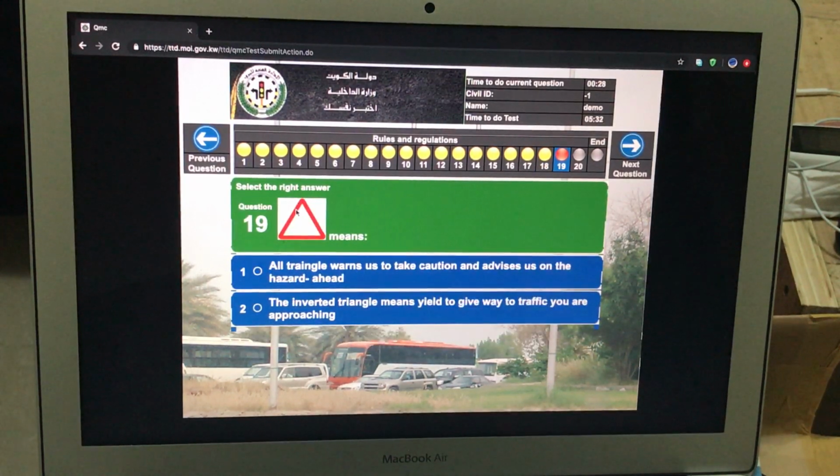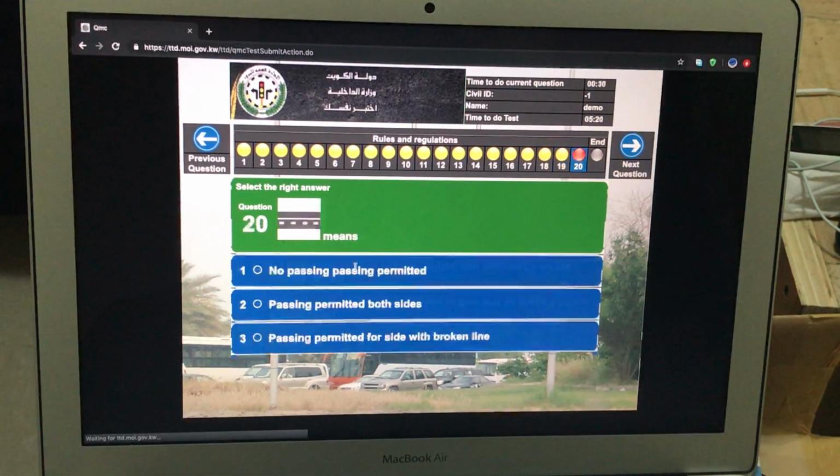And 19 is the red triangle. What does it mean? So here all triangles warn us to take caution and advise us on the hazard ahead. Of course, yes, this is the correct answer.